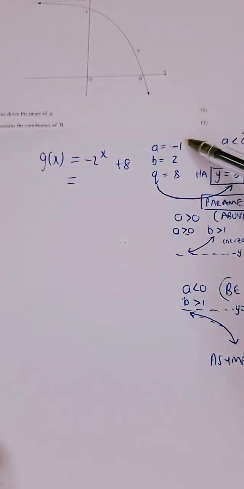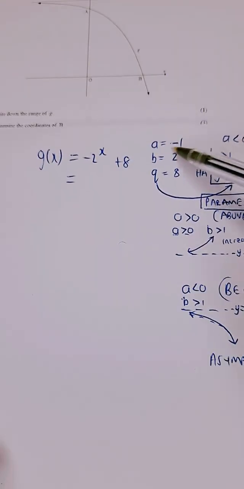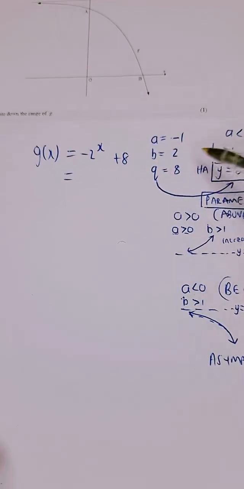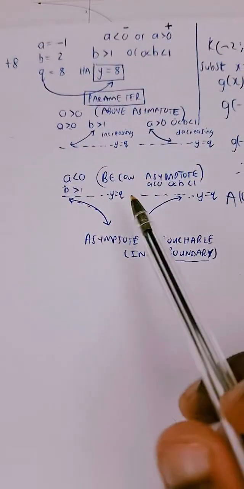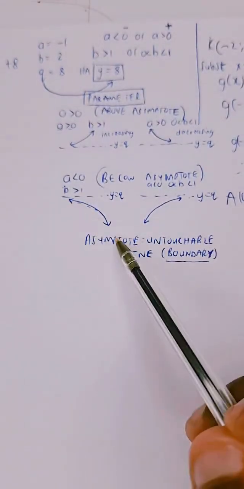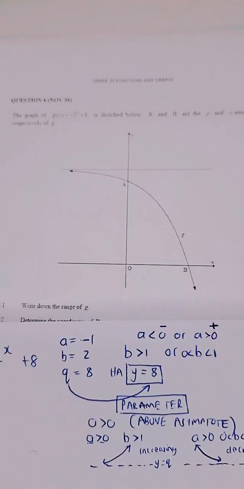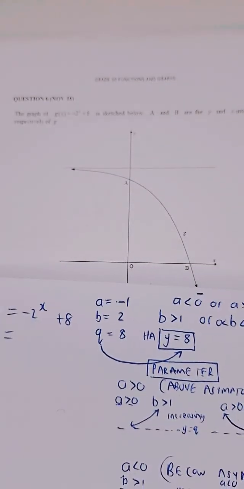So if you look at this one, a is -1. What are we expecting? To find the function below the asymptote, because a is less than 0. b is greater than 1. So if b is greater than 1, but a is less than 0, what is the shape? Here is the shape of the function. Does this make sense? Very much so. Do you see, guys? The function is found below the asymptote. It is decreasing.